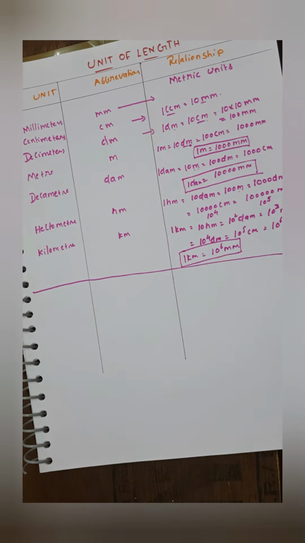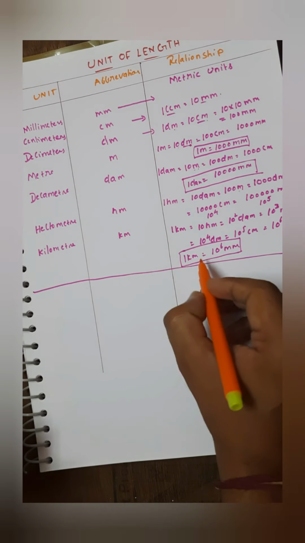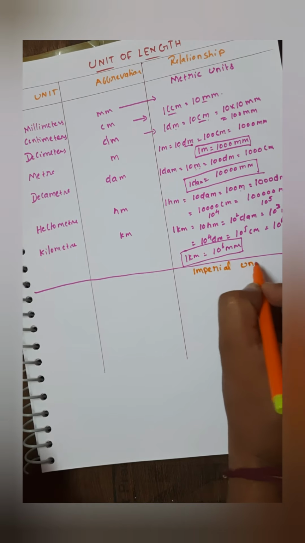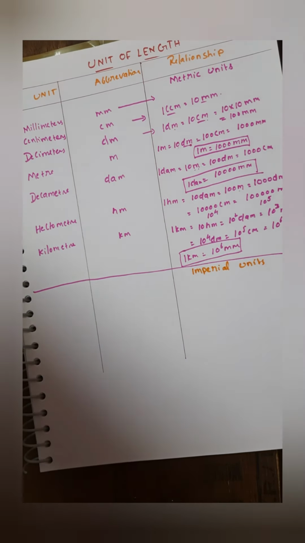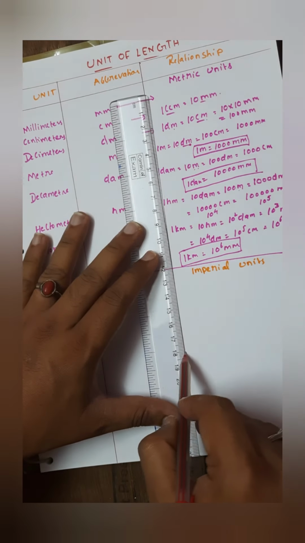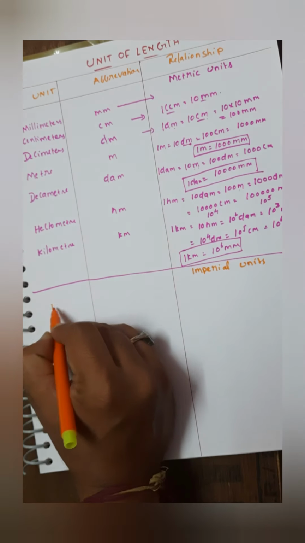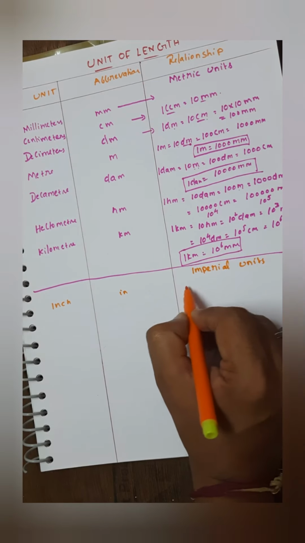Apart from the metric system, we have another one. Let's call it the imperial system of units. In imperial units, the very lowest one is known as inch. It is indicated in. For inches, there is nothing below.